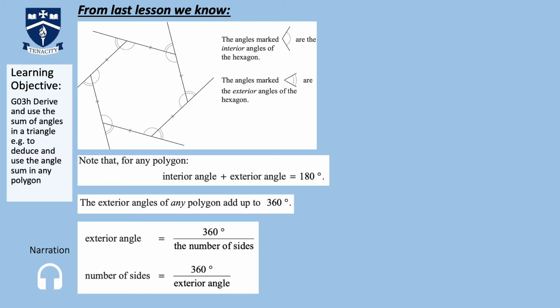And last but not least, two formulas we should have remembered or written down and we used last lesson. To work out any exterior angle in a regular polygon, you do 360 divided by the number of sides. And to work out the number of sides in any regular polygon, you would do 360 divided by one exterior angle. Remember, these two last formulas are for regular polygons. This lesson, we're going to move on to looking at irregular as well as regular polygons.